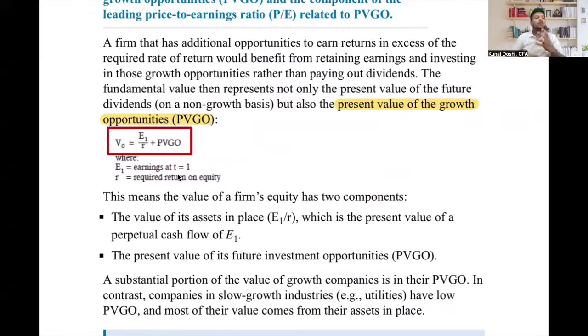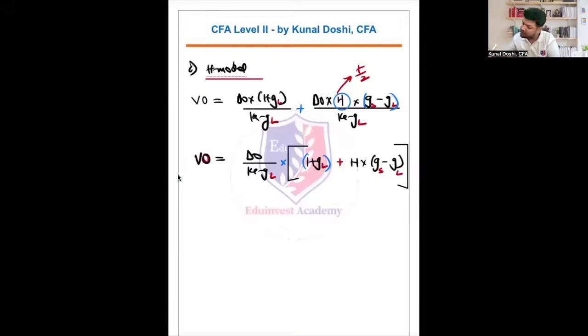However, I would suggest we write down this formula here. So where we are going to value the company based on the additional benefit of retaining. Remember, companies, if they pay out all their earnings, there is no future growth, isn't it? So what is this PVGO? PVGO is the additional benefit if the company retains. So this is the present value of growth opportunities, that is PVGO.